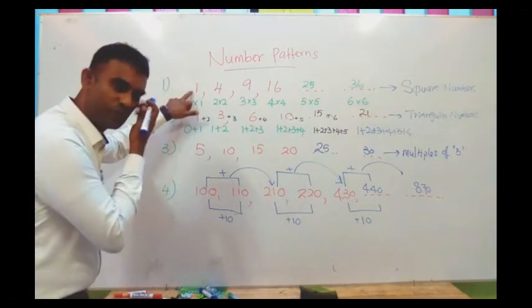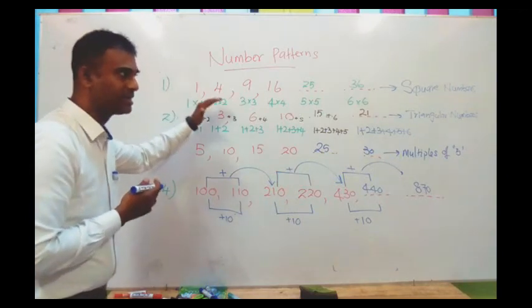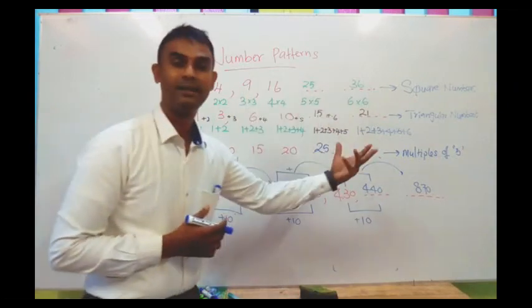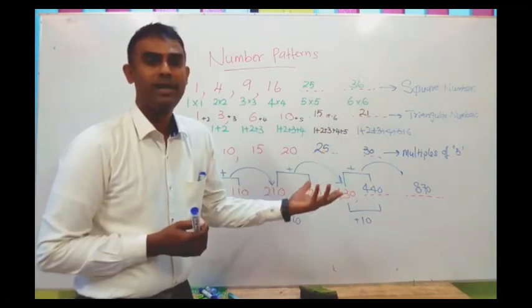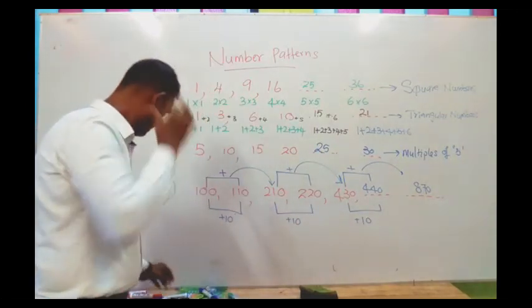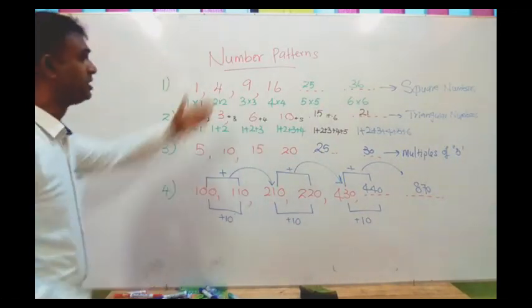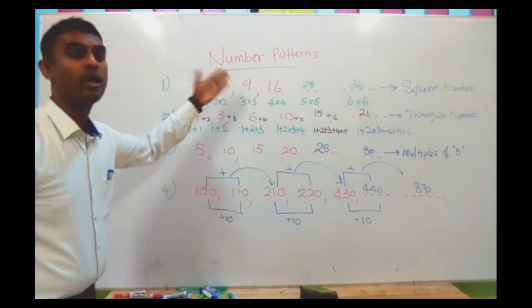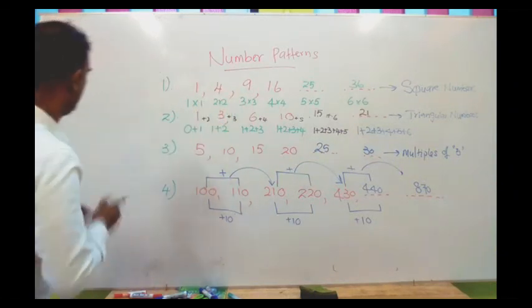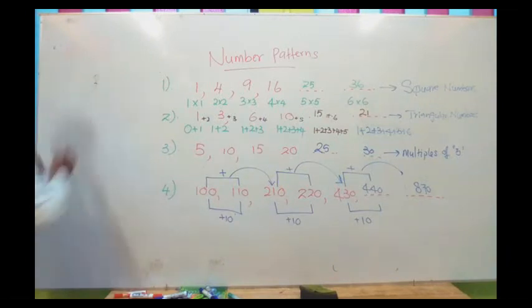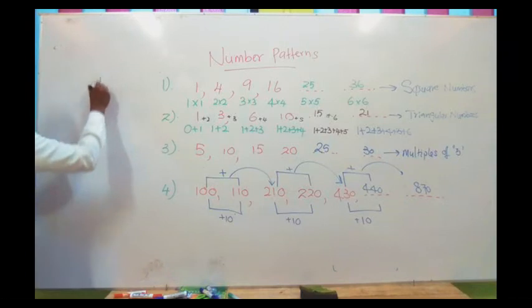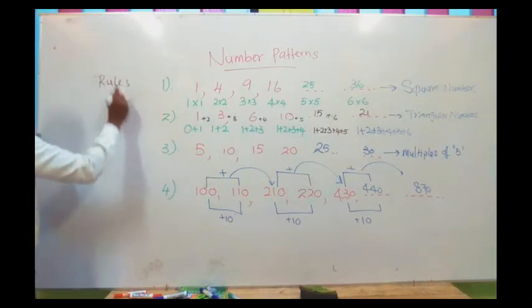Starting from this specific number, it is created under a rule or method. There should be some rules for the number pattern. See here, this is a square number. That is the rule. Square number rules are there. This number pattern is created by rules. This is the square number pattern.